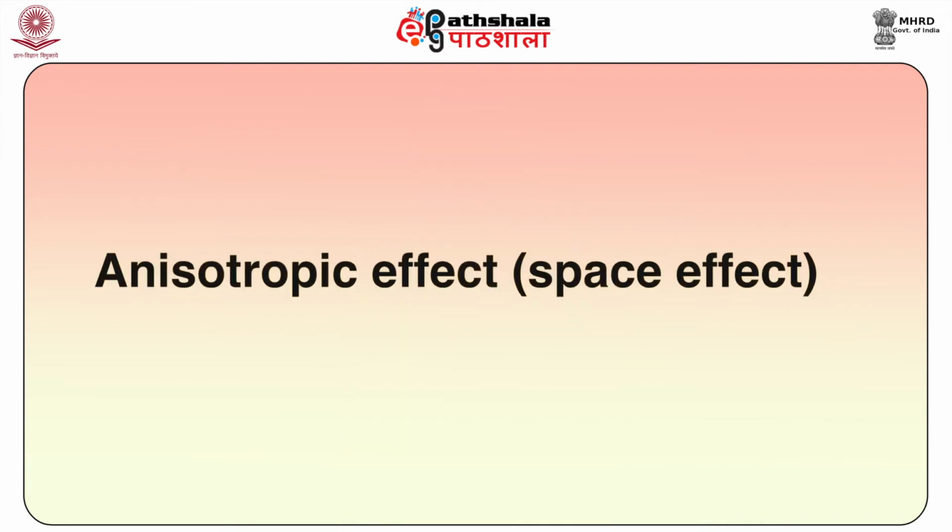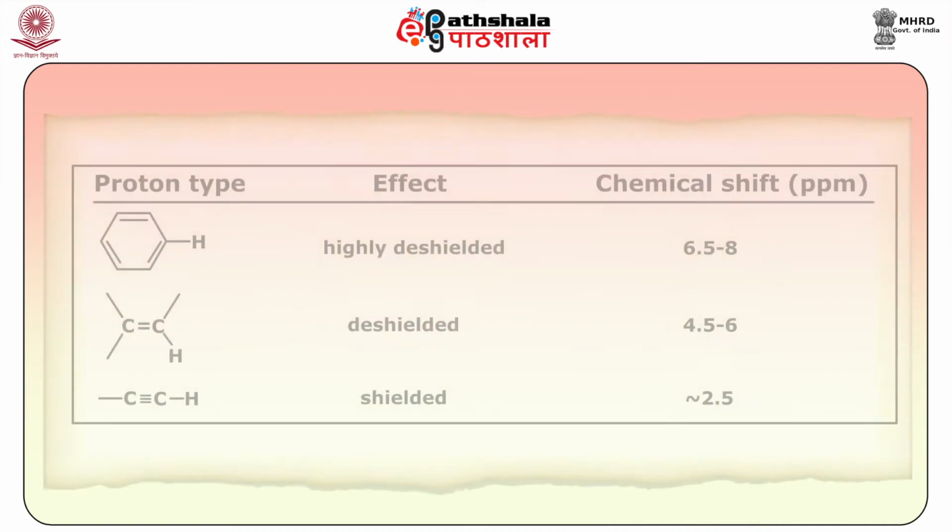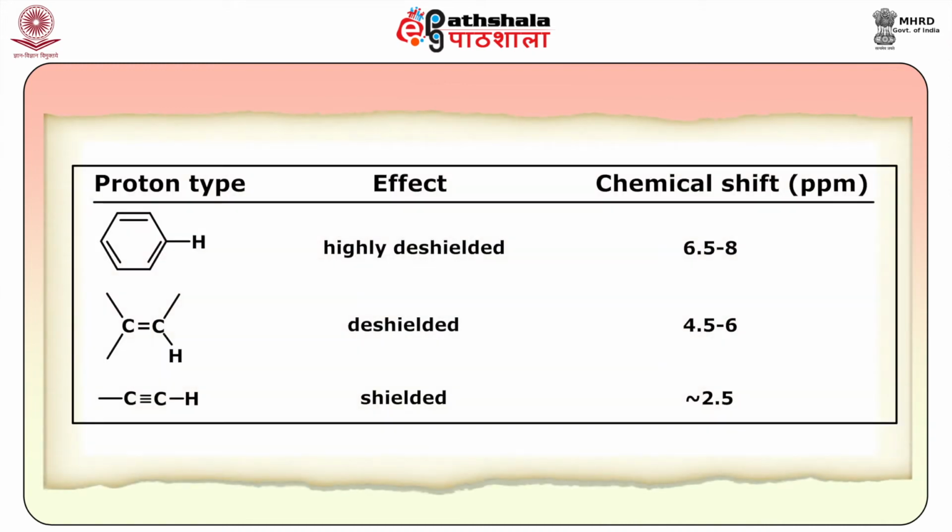Anisotropic effect, that is the space effect. In some cases such as alkenes, alkynes, carbonyls and aromatic compounds, the chemical shift cannot be explained only on the basis of the above facts. The carbon atom in acetylene is more electronegative because it is sp hybridized than the carbon atom in ethylene because it is sp2 hybridized.